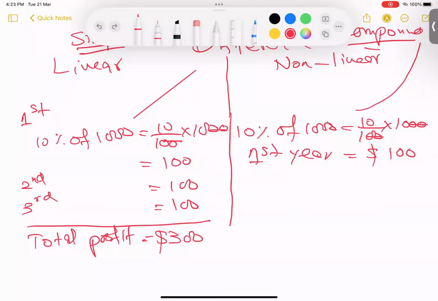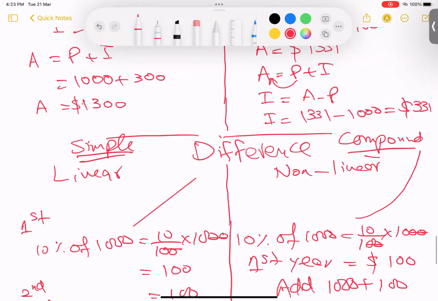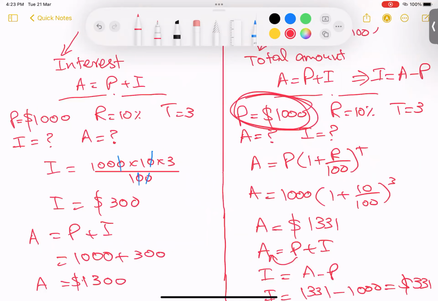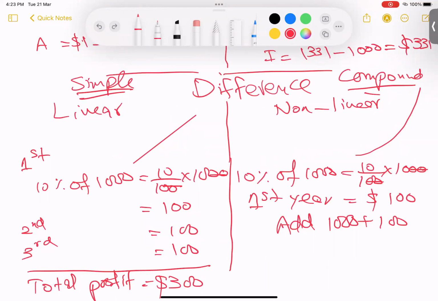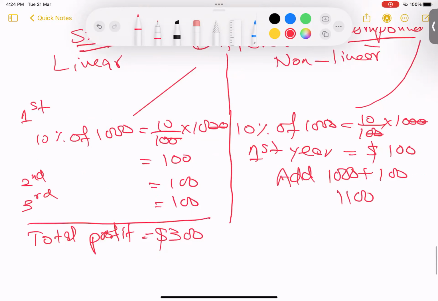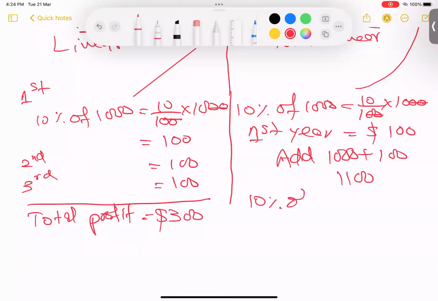But here they will add your profit to your money. Look at here. Your money is $1,000. You're given 10% interest. So what happens, students? After the first year, you got $100 more. So your profit is $100 and your money is 1,000. If you add them, I got 1,100. Now they will add 10% of 1,100. I believe you got my point.